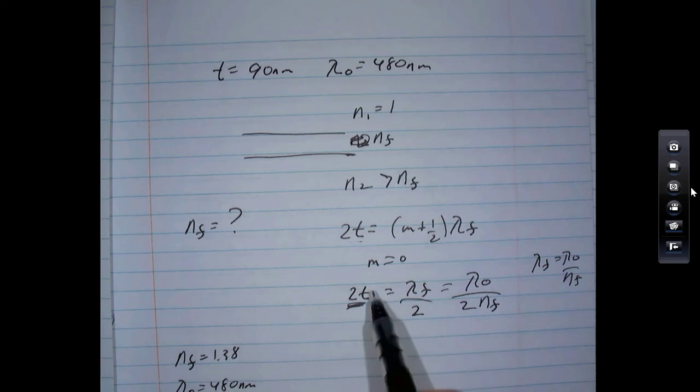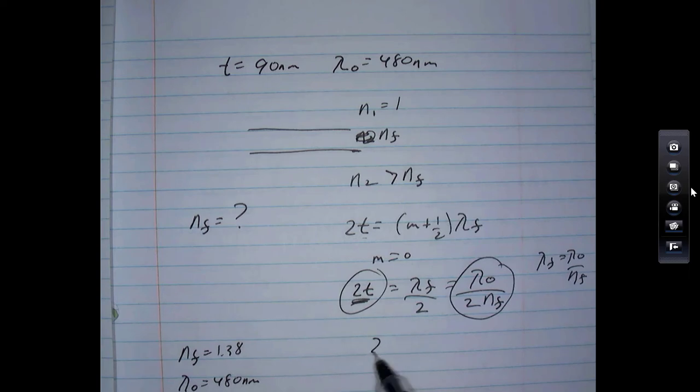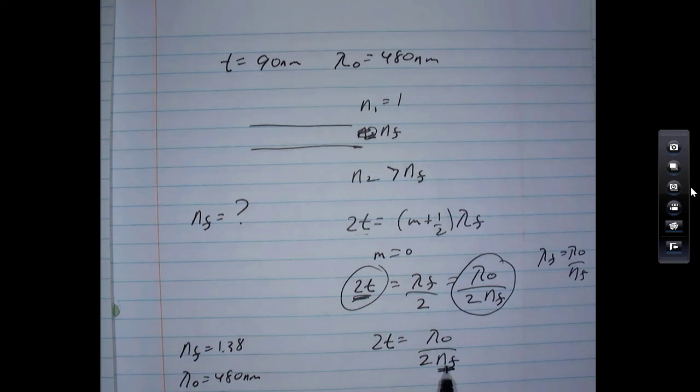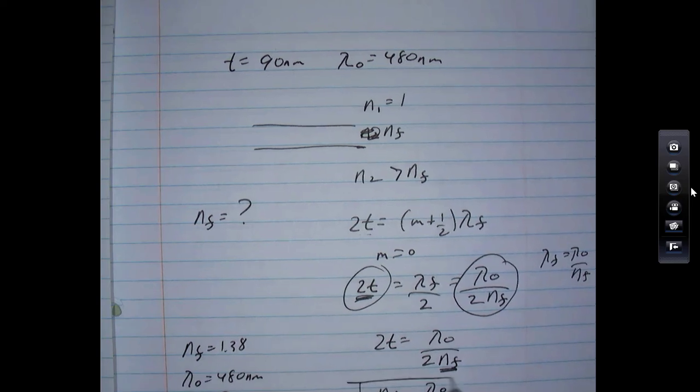Let me just clean it up a little bit. That's what we have. So 2t equals the wavelength in the air divided by 2 times the index of refraction of the film. And that's what we're trying to figure out. So let me put this over here and put the 2t over there. So the index of refraction of the film is the wavelength outside divided by 4 times t. Let's make sure we did that okay. So this goes over here. The 2t comes down to the bottom, making that 4t. The units all look good.